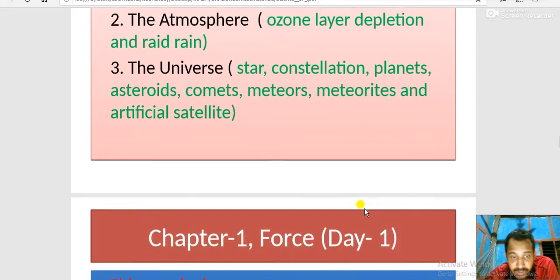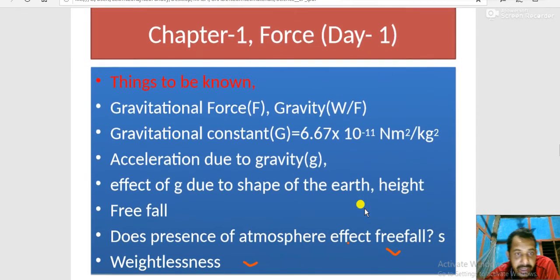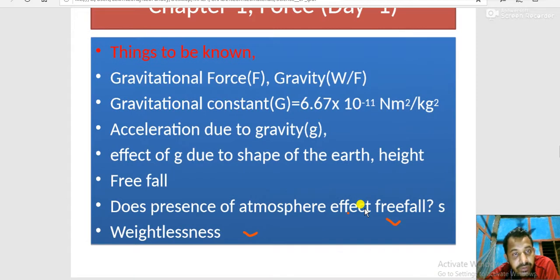Okay, today is day 1, and things to note. Today we'll learn about gravitational force, which is denoted by F, and gravity, which is denoted by W or F. Gravity is also a force, and gravitational force is also a force. Both are measured in newtons.